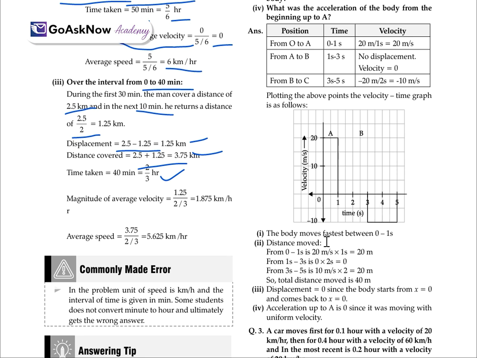Now, the body moves fastest between 0 to 1 second. Distance moved from 0 to 1 is 20 meter per second, which means 20 meter only. From 1 to 3, 0 into 2 means 0. And from 3 to 5, 10 into 2 means 20. Okay. So with the help of this, we'll calculate all three cases.